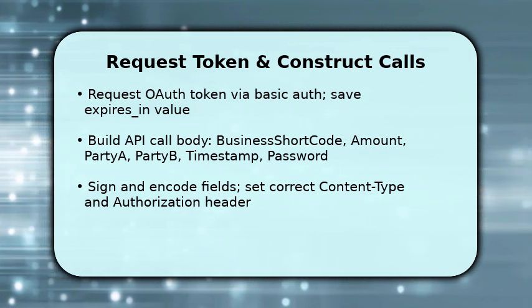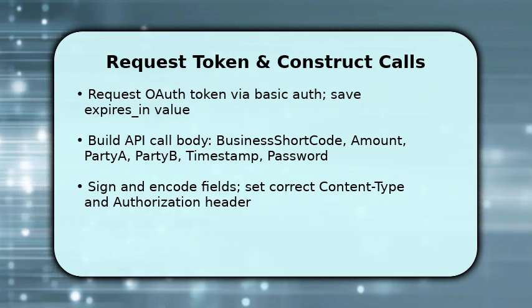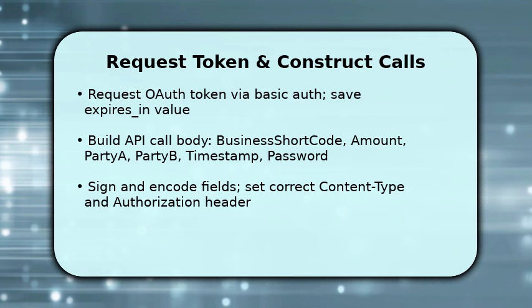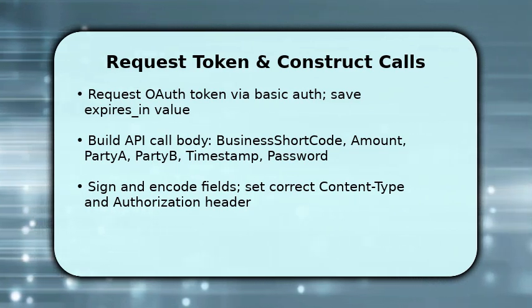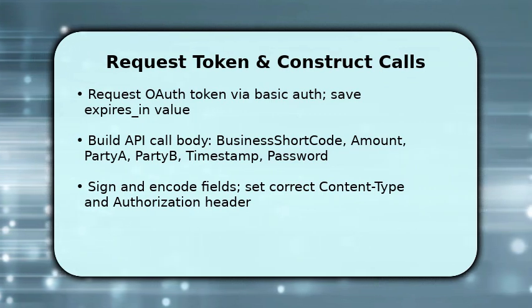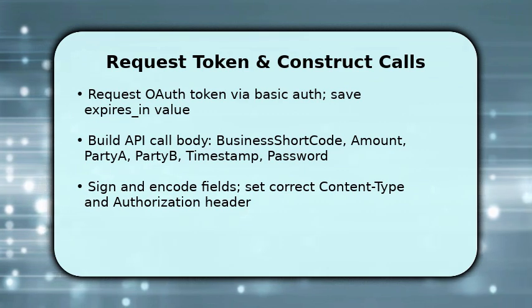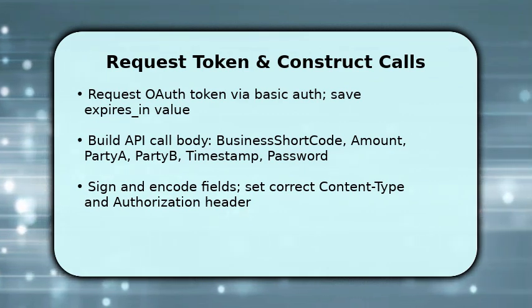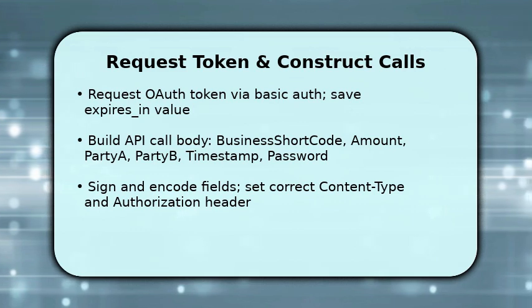Then construct your API payload. Include business shortcode, amount, party A, party B, timestamp, and the base 64 password derived from shortcode, passkey, and timestamp. Once constructed, sign or encode required fields, set content type to application/JSON, and attach authorization, bearer token. This keeps calls authenticated and prevents malformed requests.